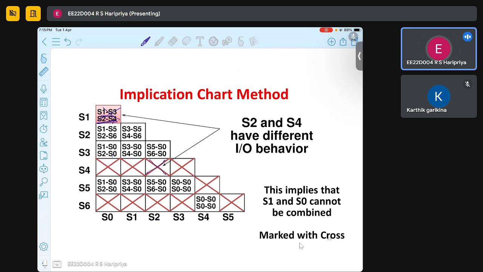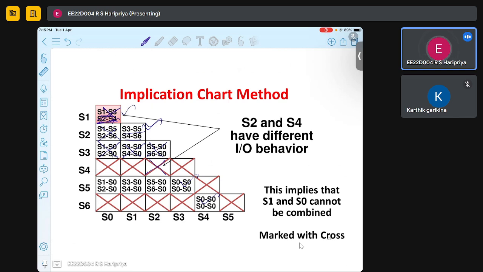S4 cannot be equivalent to any other state except S6, so this is eliminated. So S2 and S4 are equivalent, 3 and 5 are equivalent. Keep it. This is the merge state. And again S6 with S2 is not possible. S4 with this is not possible. S4 with S0 is not possible. Now S1 and S0 we eliminated here.